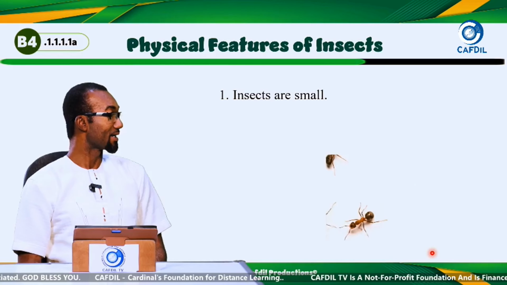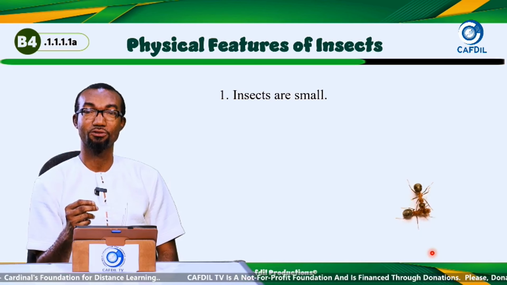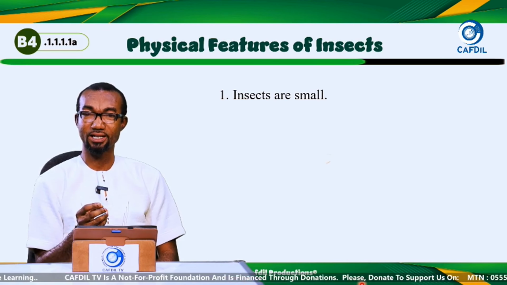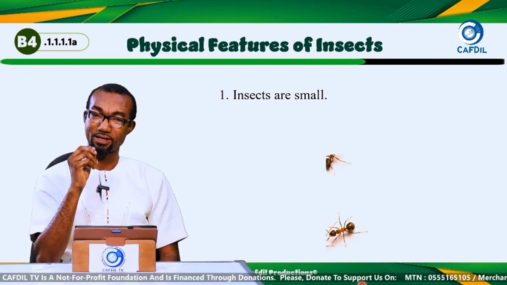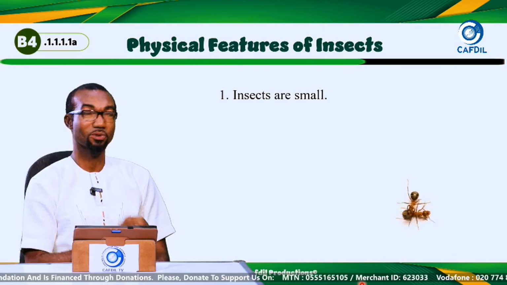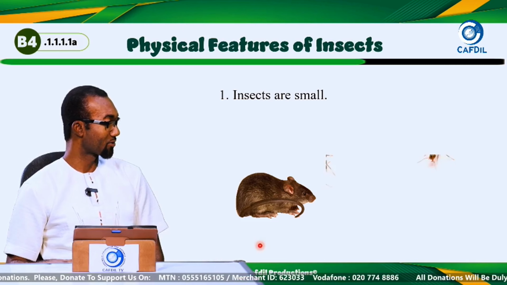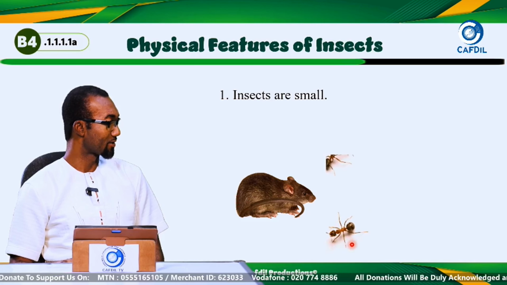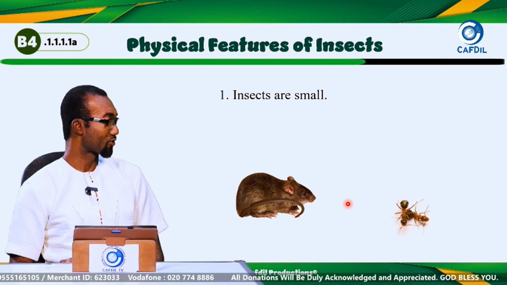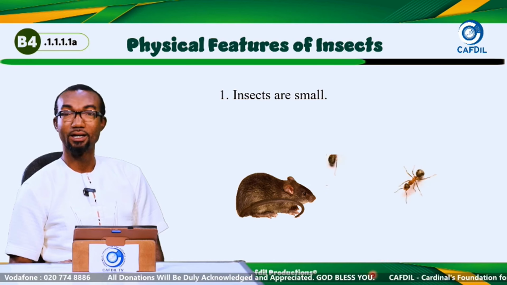The first one is that insects are small. We said it in the definition that they are the smallest of all animals with 6 legs. Insects are small. Do you believe insects are small? Now let's compare the ants here as an example of an insect with some animals, whether they are truly small. Let's look at this mouse. Look at the size of the mouse here and then the size of the ants. Do you believe that the ant here is smaller than the mouse? Yes, the mouse here is bigger as compared to the ant here.